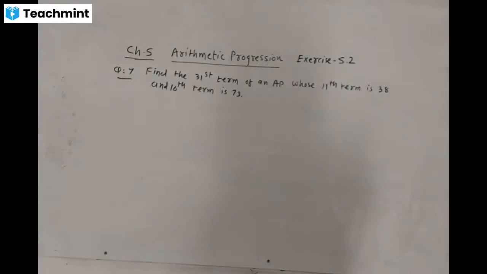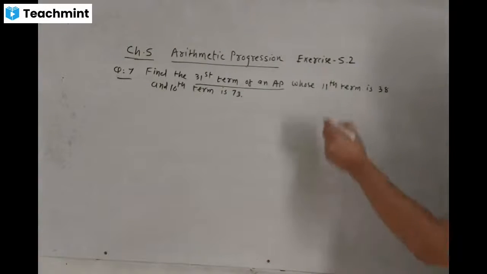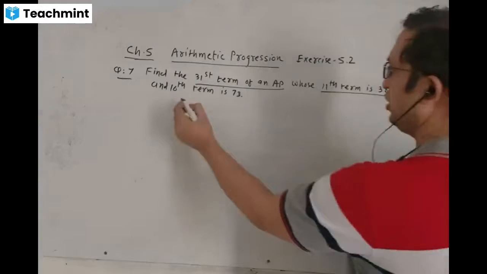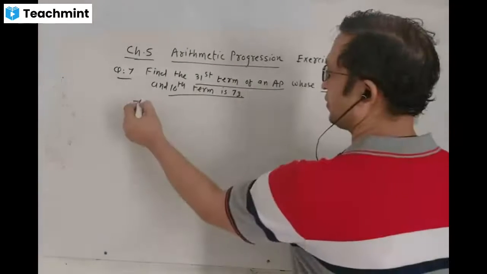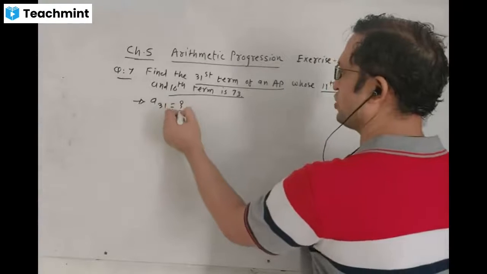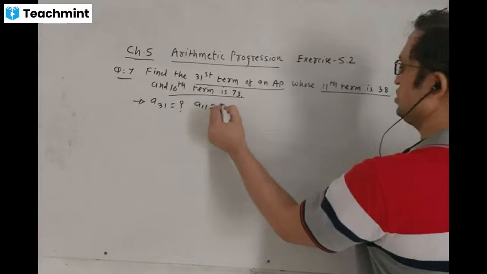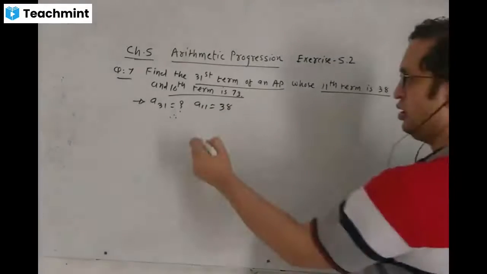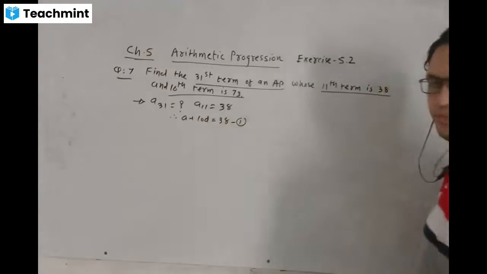In this question, find the 31st term, which means n is equal to 31. Find the 31st term of an AP whose 11th term is 38, A11 is 38, and the 16th term, A16, is equal to 73. Here the 31st term is the question mark. The 11th term is 38. Therefore, A plus 10D is equal to 38, equation number 1.